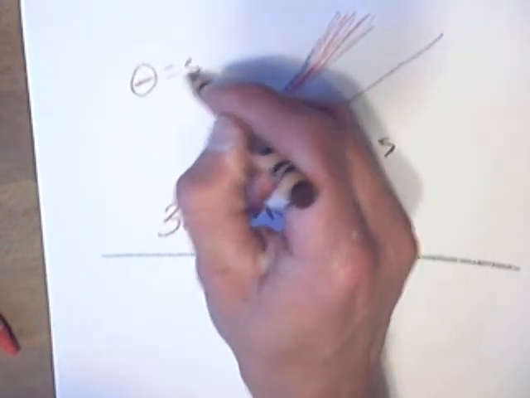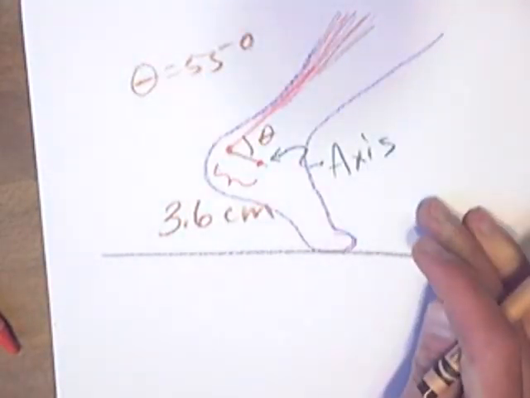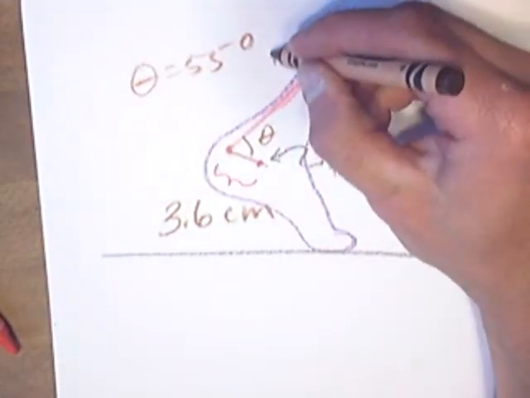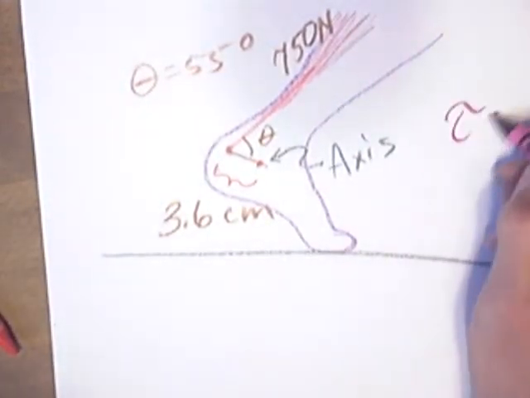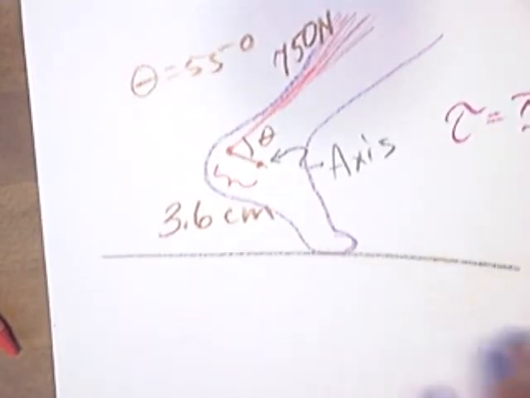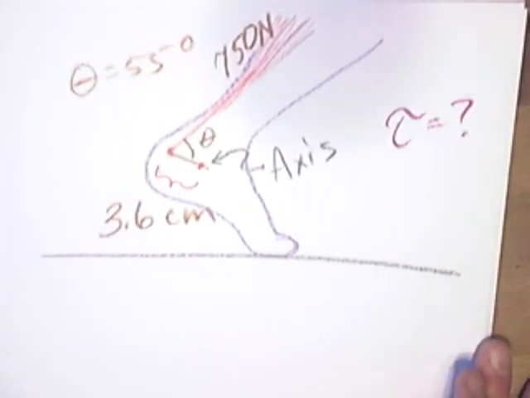So this angle here is 55 degrees. The Achilles tendon will pull 750 newtons. How much torque is there?